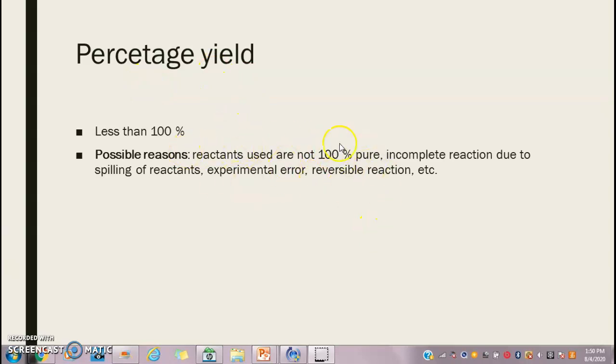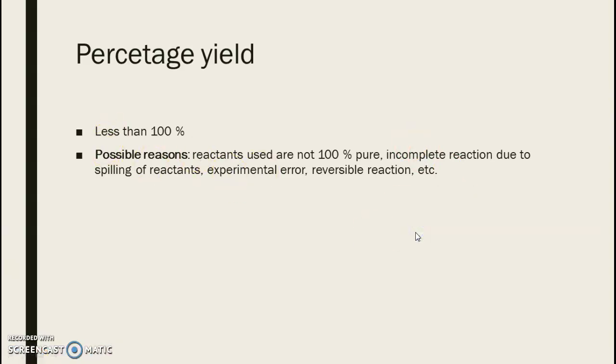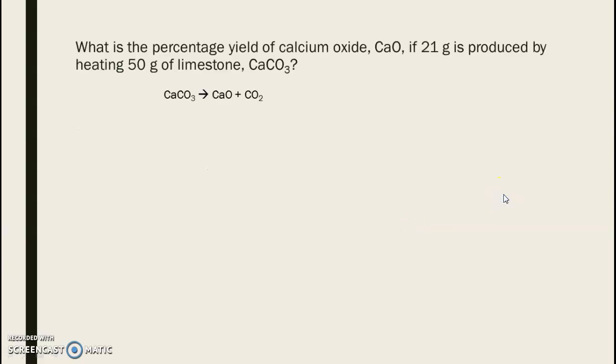So it's good for you to copy this down in your notes, because in TYS, I think there are some questions that may ask you about the reasons. Now let's take a look at how we should go about calculating. What is the percentage yield of calcium oxide, CaO, if 21 gram is produced by heating 50 gram of limestone, CaCO3? So pay attention.